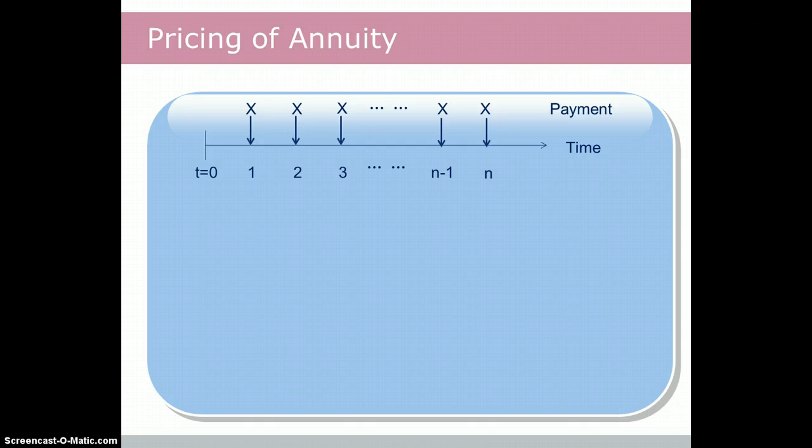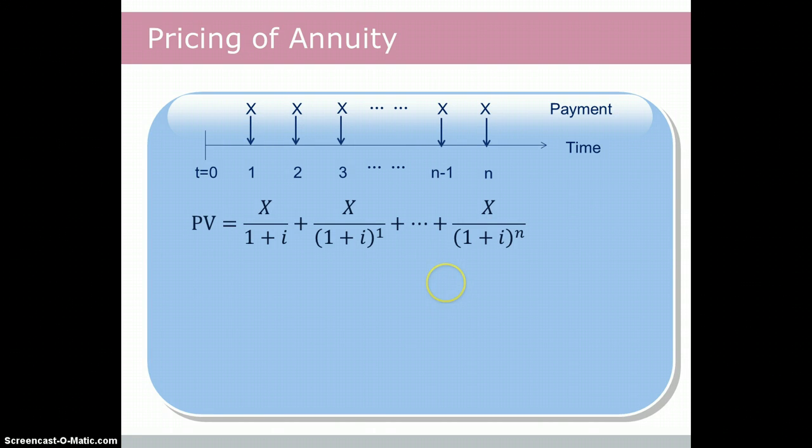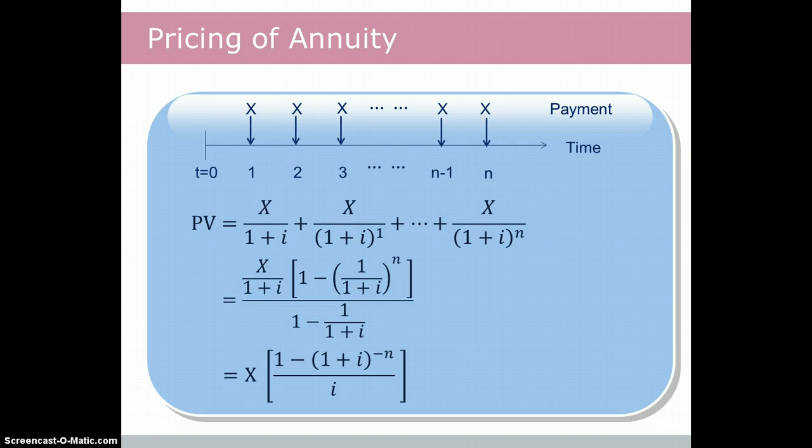Let me use a graph to illustrate this. From today, you'll get X dollars every period until period N, and the interest rate is I. Discount those X to today and sum them up. We find a geometric series. 1 over 1 plus I is the common ratio Q. The expression can be simplified using the summation formula. We can further simplify it to the last version. And the term in brackets is called the annuity-immediate PV factor, which is denoted as a angle N I.